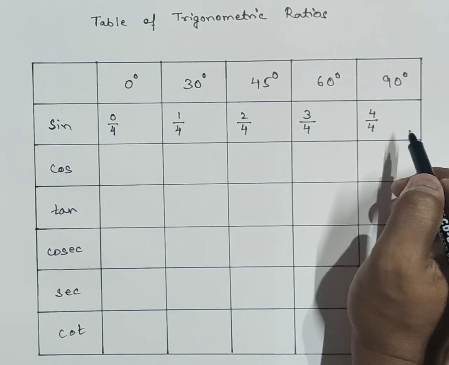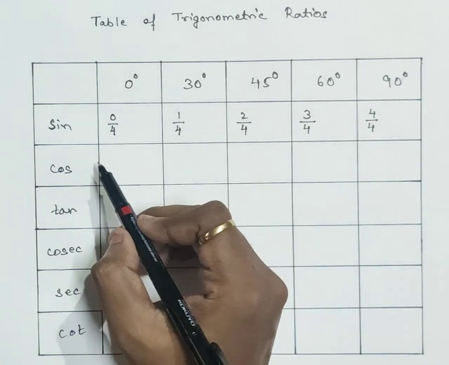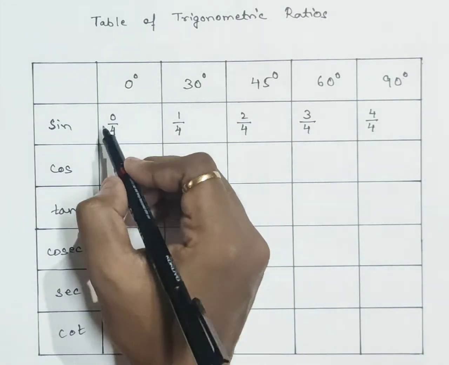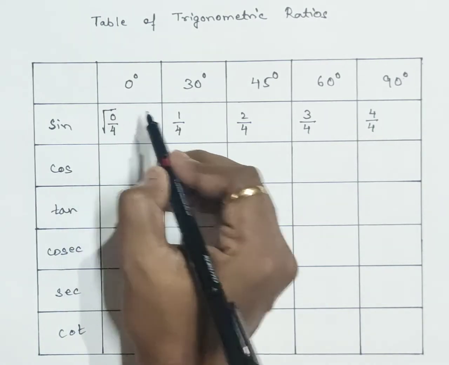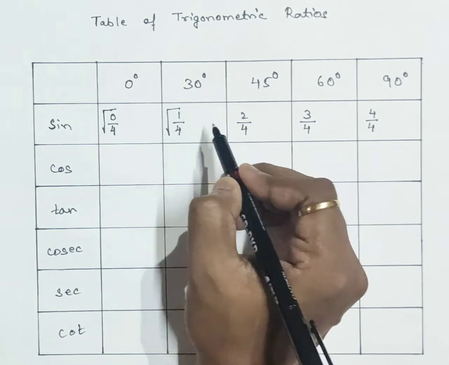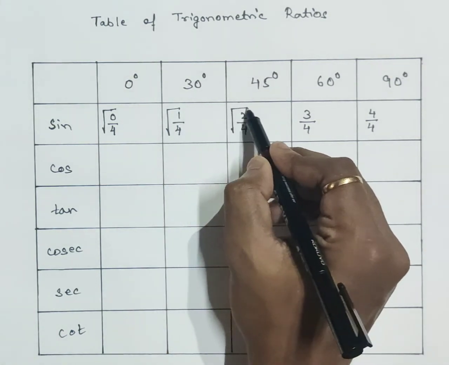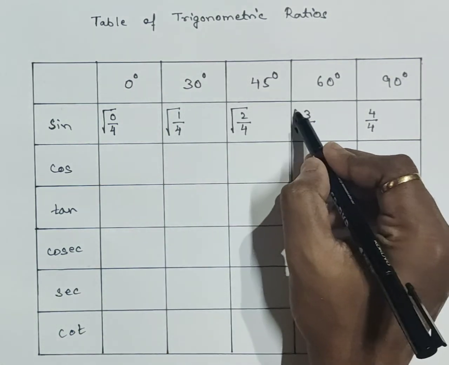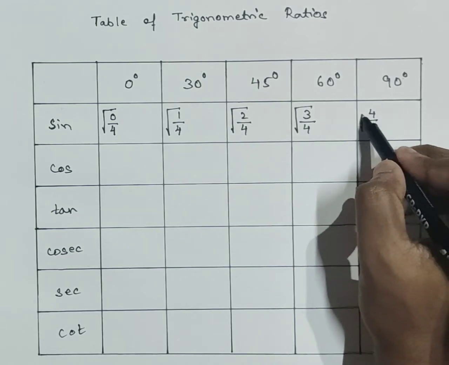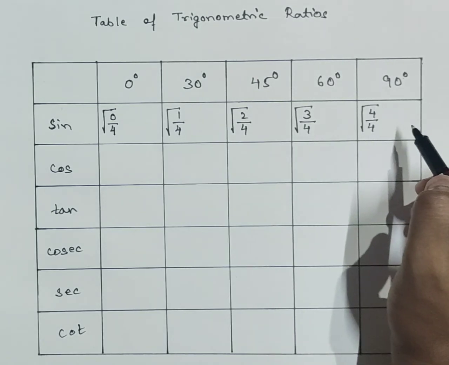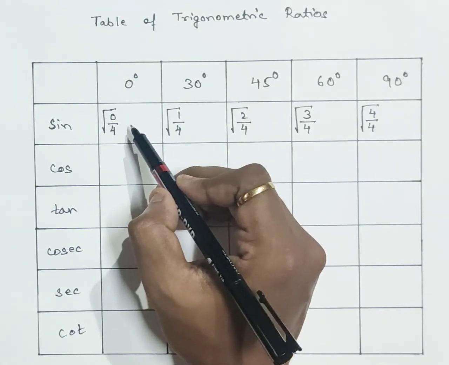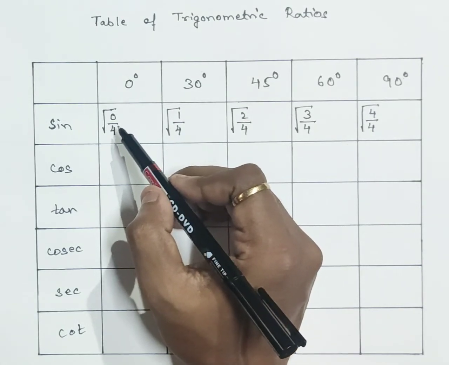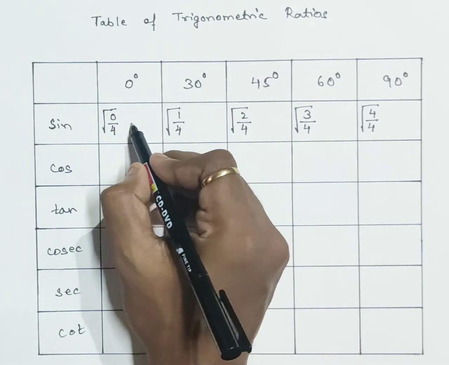Now we will find the square root of these numbers. So we will write square root of 0 by 4. We will write square root of 1 by 4. We will write square root of 2 by 4. We will write square root of 3 by 4. We will write square root of 4 by 4. 0 by 4 is 0. So square root of 0 is 0.